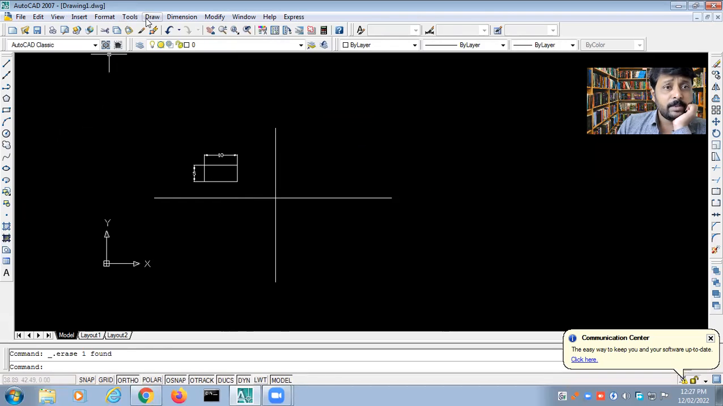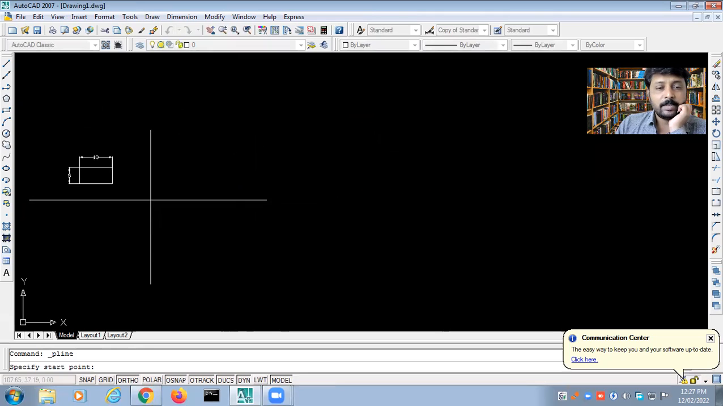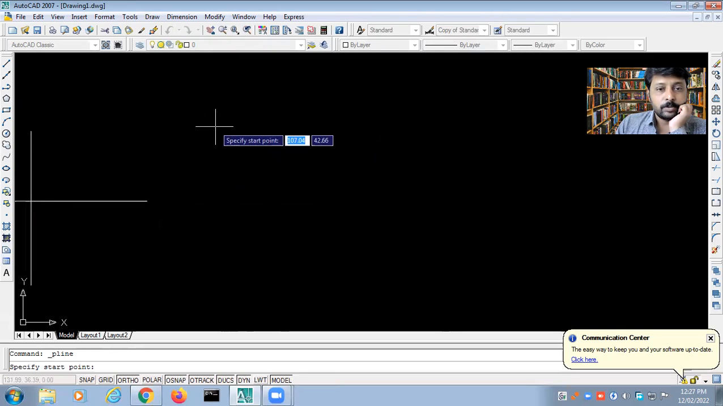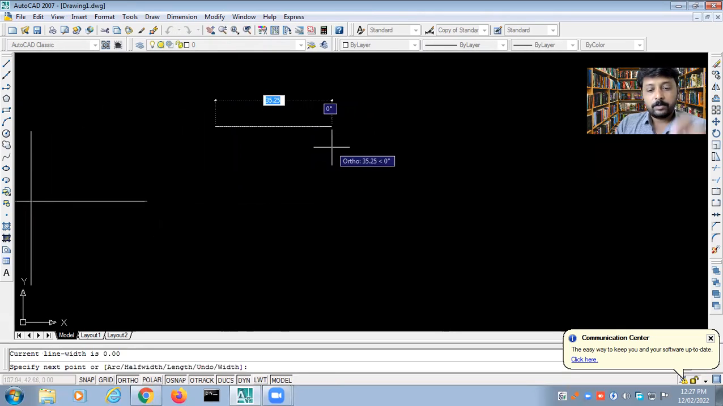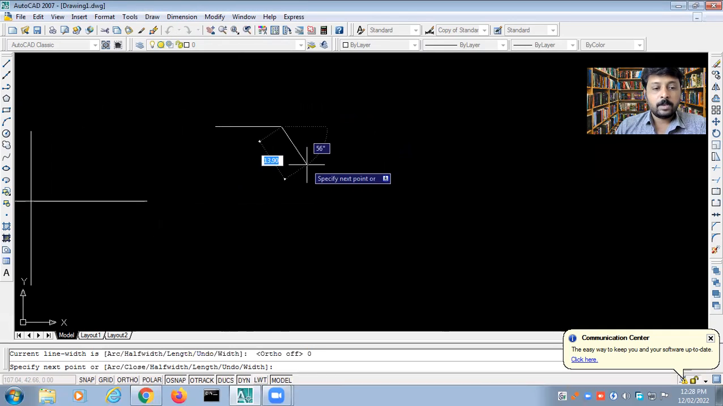Then we have, say, in draw command, polyline. Now actually polyline is what we have used. Specify first point. I want to draw a line of, say, 20 mm with an angle of 0. Yes. Now I can draw an arc by using the same command. For that, I have to use A. You have to type A and enter.